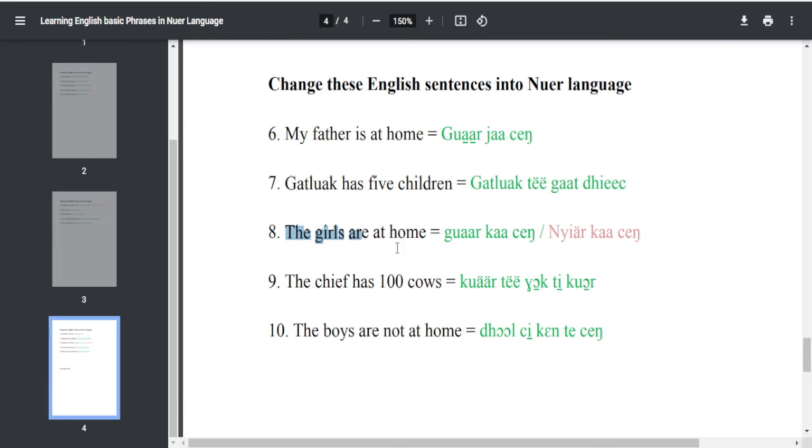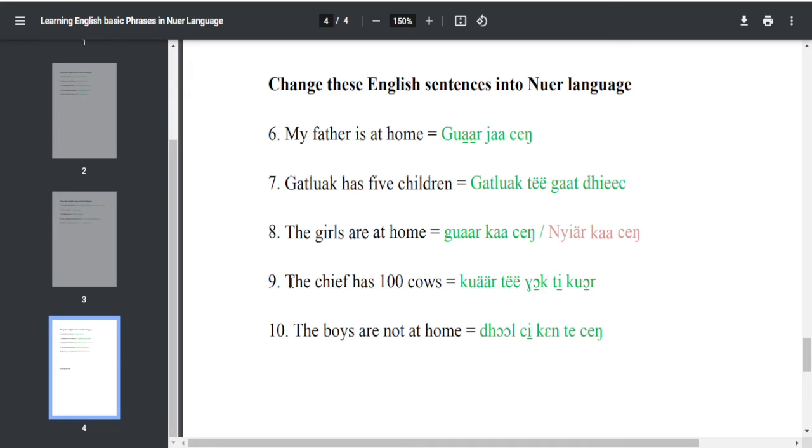The girls are at home. Guaar kaching. Or you can simply say nyiär kaching. Let me show you this. Ka is right here. Ka means are. Wherever you see are in your language, we say ka. That's what it refers to. The girls are at home. Guaar kaching or nyiär kaching.